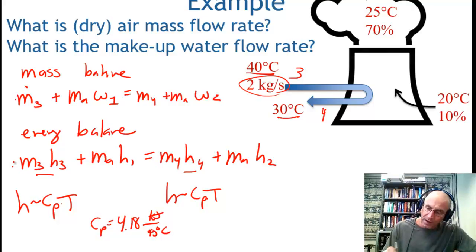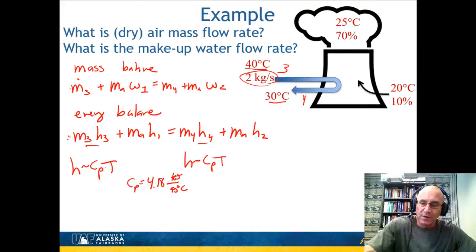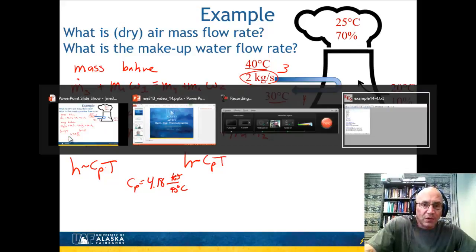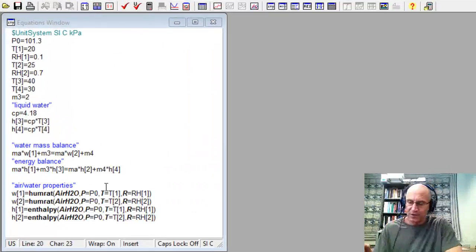All right, so here are my equations, and I'm going to go ahead and just use EES to solve this, so I can look up my properties. I don't have to go to the psychrometric chart. So let's move over to EES and look at this problem.